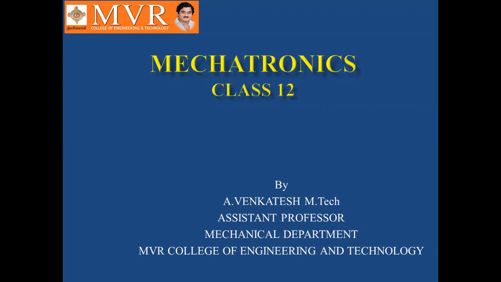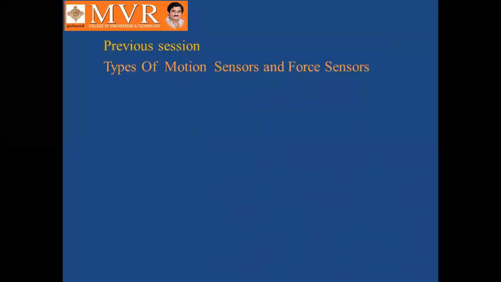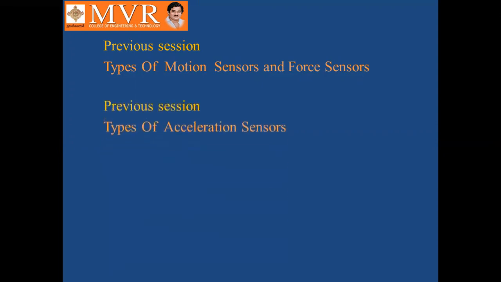In the previous session, we discussed some kinds of motion sensors as well as force sensors. In this session, we are going to discuss acceleration sensors. What are the kinds of acceleration? How do we measure the acceleration? How do we specify the acceleration by using this kind of sensors?